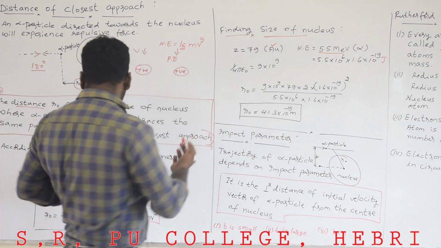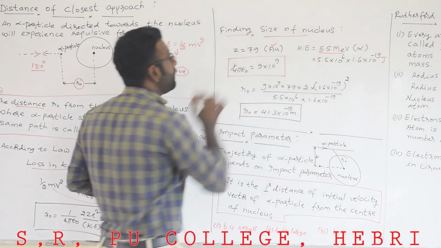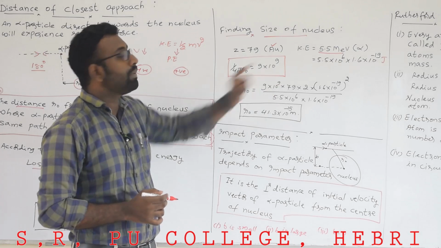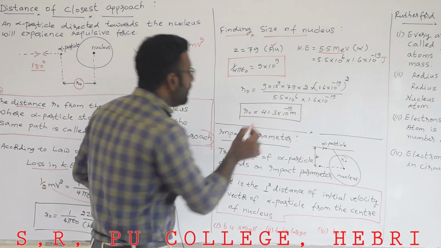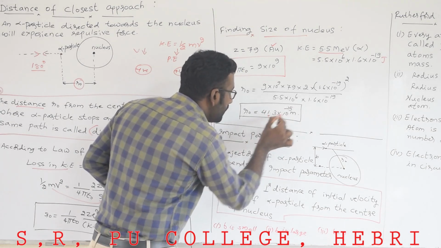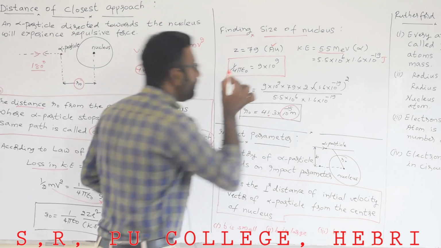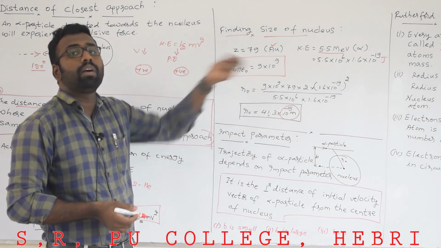You know one more thing, right? You know 1 by 4 pi epsilon naught, which you have studied in your first chapter. It is 9 into 10 to the power 9. By substituting these values, you can do the calculation and we will be getting an answer. This answer is not important, it can be any value if you go with different atoms.